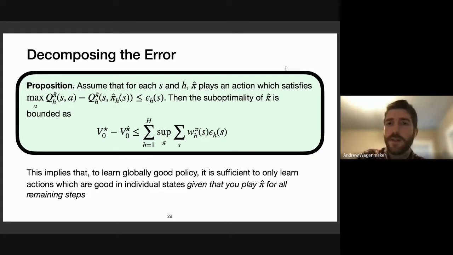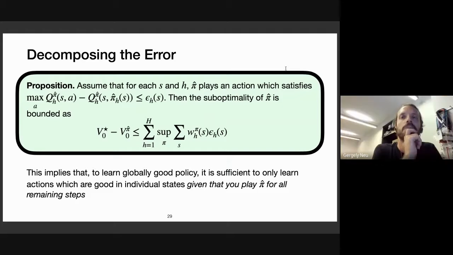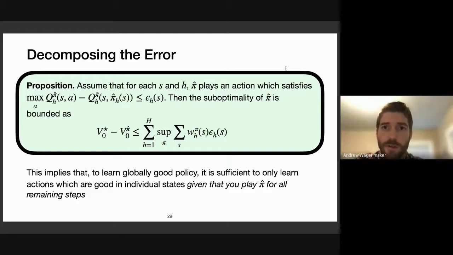So the basic idea, intuitively, is let's say we learn an epsilon-optimal action in every state at level H. And then we go back to stage H-1 and we learn a locally epsilon-optimal, locally epsilon-suboptimal action.